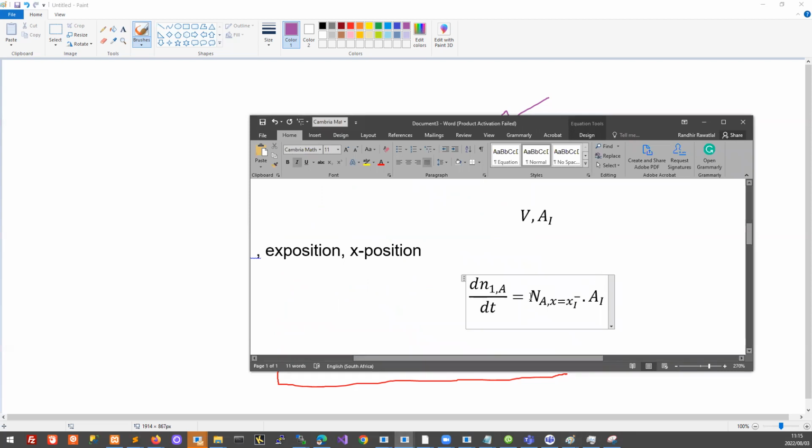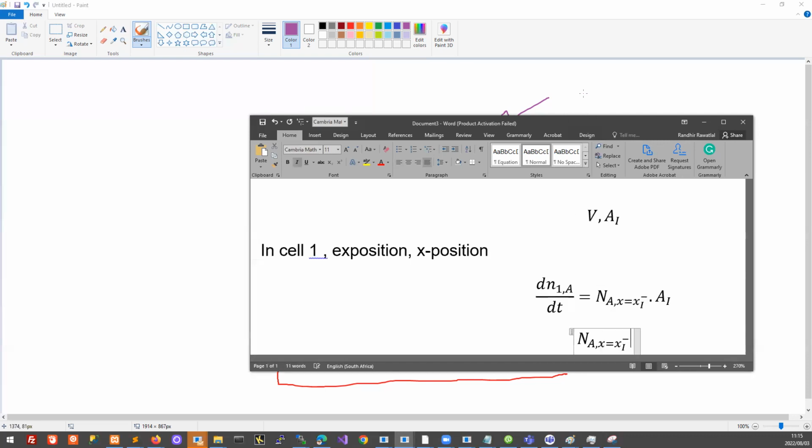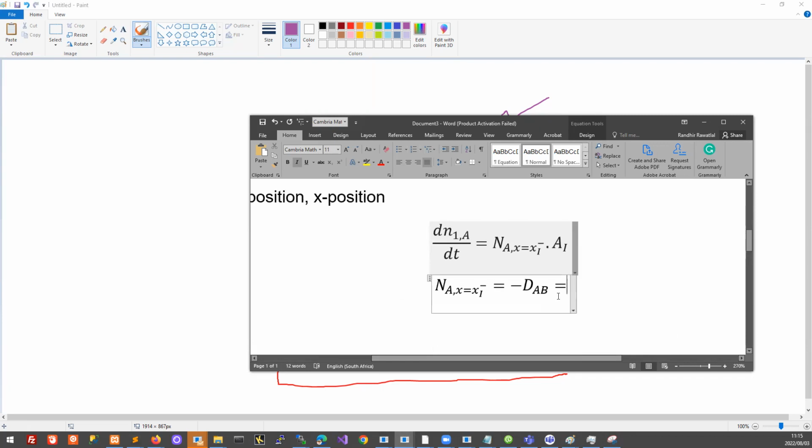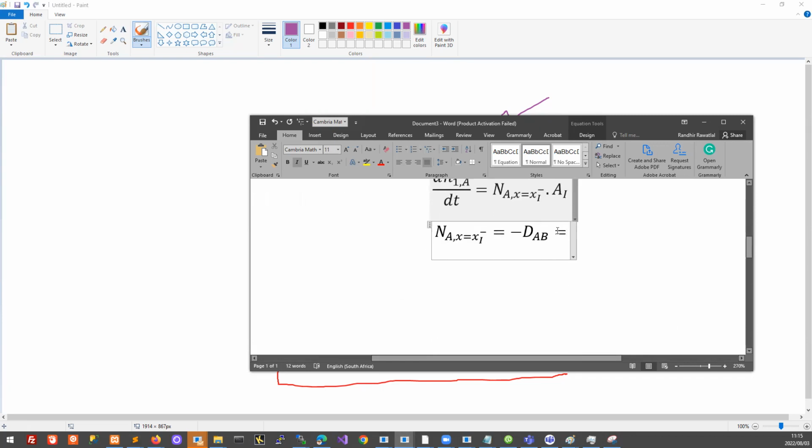And we estimate this flux by taking the gradient there. So we know that the gradient at that interface, so N_A at interface minus, that's going to be minus D_AB. And by the way, something I didn't say enough of is that we assume that there's some other component, some component B that we are diffusing against.